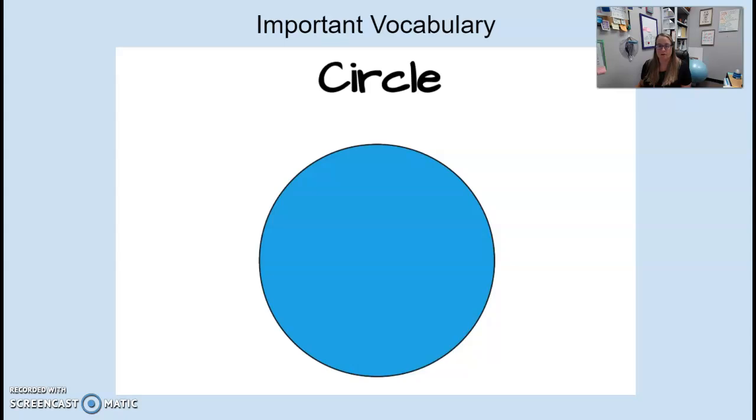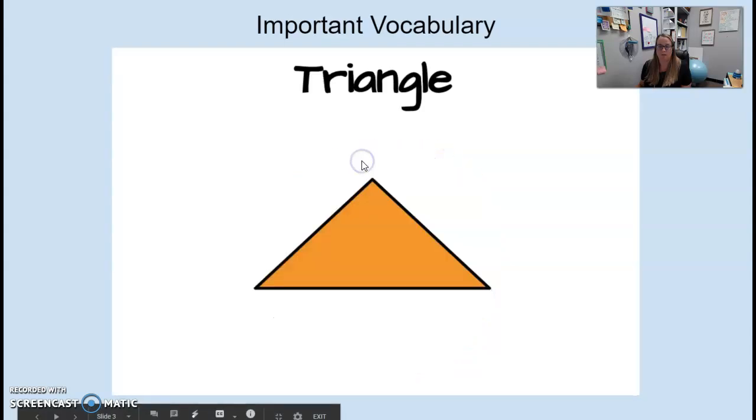So let's look at our vocabulary. The first vocabulary word we have is circle. Now this is a review from yesterday, but it's okay. Remember, a circle is a flat, two-dimensional shape. It does not have any straight sides and it does not have any vertices, but it has one long curved line. The next word is a triangle. Remember, a triangle has 1, 2, 3 sides and 1, 2, 3 vertices.